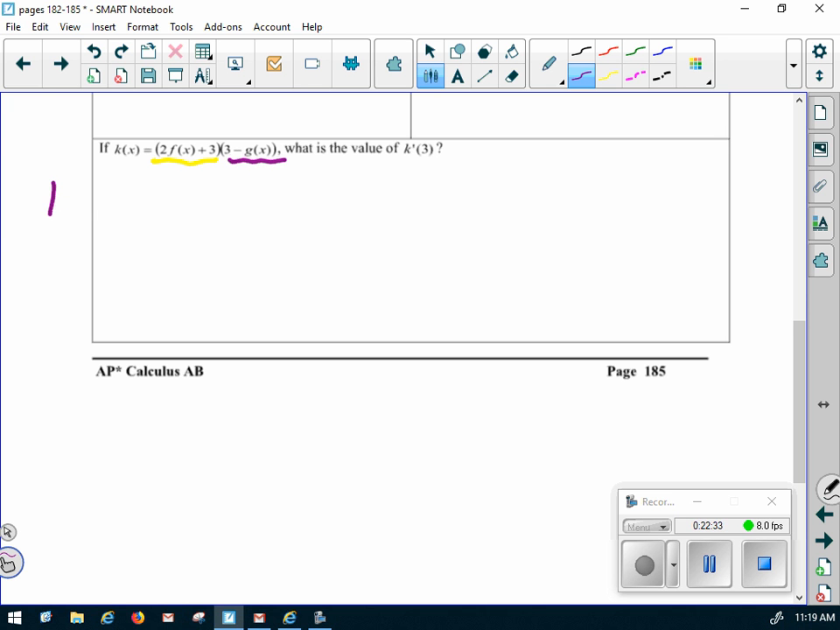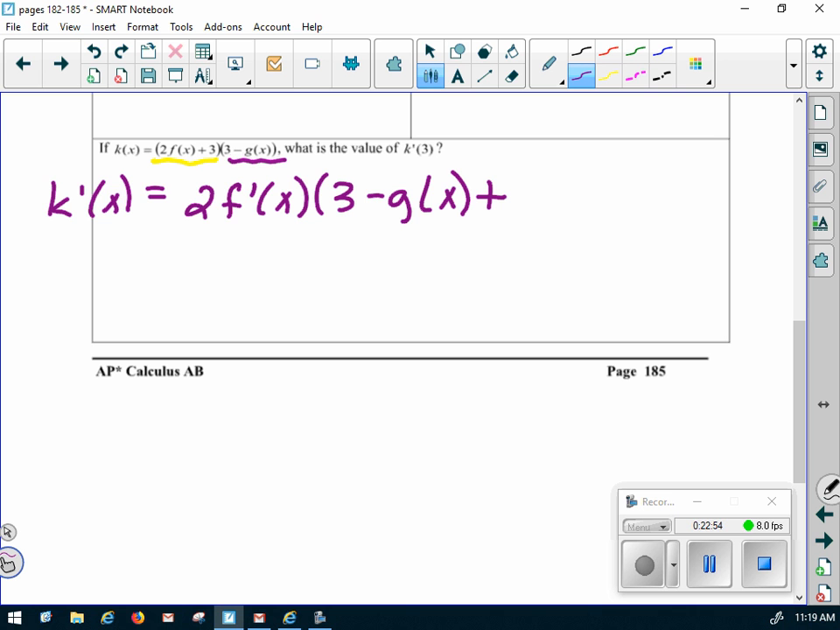K prime of x. Yep. Derivative of the first, Ava said, was 2f prime of x times the second, plus the derivative of the second. What's the derivative of the second? Negative g prime of x. Good. Erase that plus, and we're just going to put minus g prime of x times the first.